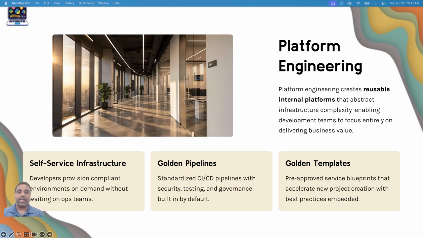You are standardizing the CI/CD pipelines with security, testing, and governance built in by default, so teams don't need to reinvent or redeploy any of their products on their own. And then the third one is golden templates: pre-approved service blueprints that accelerate new project creation with best practices embedded from the get-go.